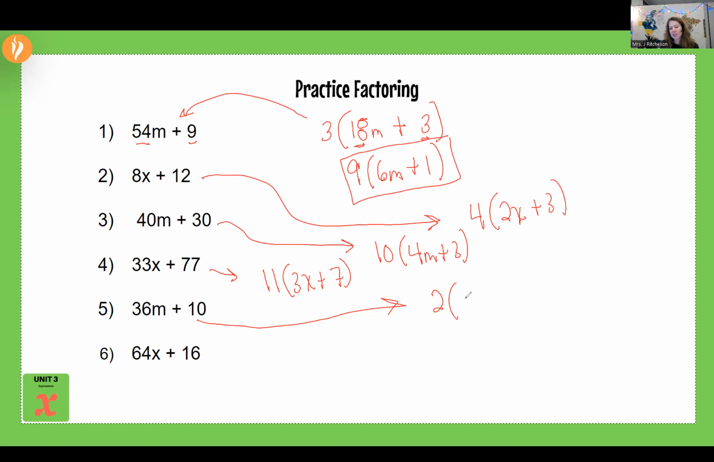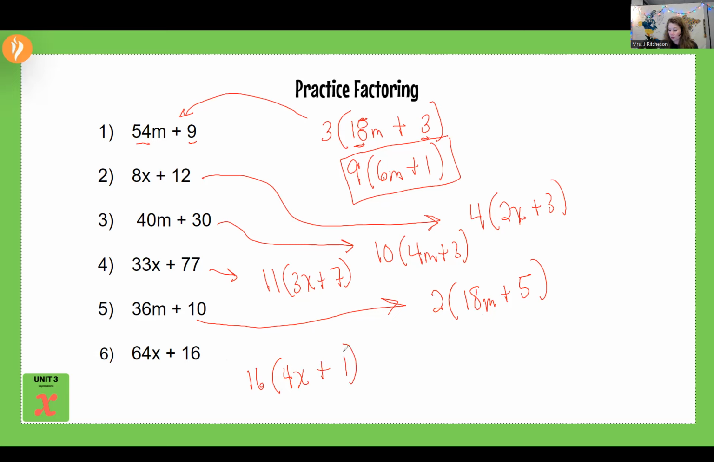So what's half of 36? 18. 18m plus 5. And if you're not sure, look at these two numbers. Do they have a common factor? They do not, so I know that 2 is actually the greatest common factor, even though it's a small number. All right, let's see. Can 64 be divided by 16? It sure can. So our greatest common factor is 16. So 64x divided by 16 is 4x. And 16 divided by 16 is 1.